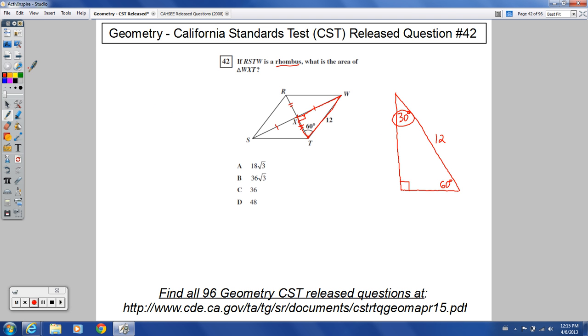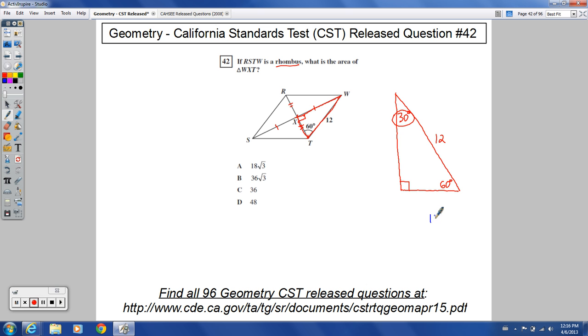And then there are some ratios that hold true with 30, 60, 90 triangles. So you're going to need to know these ratios. If you can't use a calculator, trig is not really going to help you out here unless you have a trig table or a calculator, which we don't have. So we need to know those ratios. For a 45, 45, 90 triangle, that was in the 1, 1, rad 2 ratio. But for 30, 60, 90 triangles, that's in the 1, 2, rad 3 ratio.